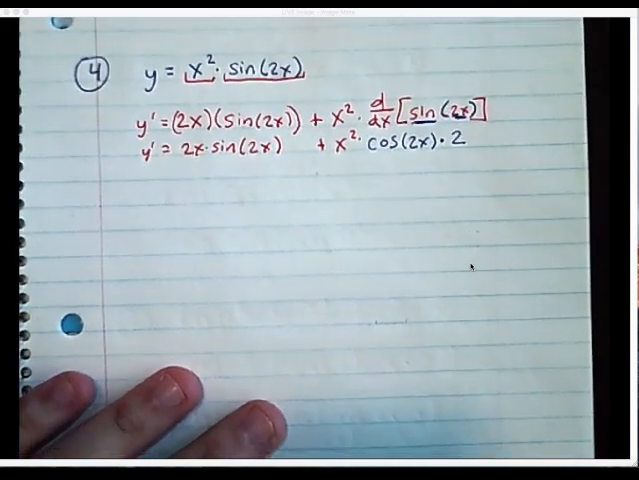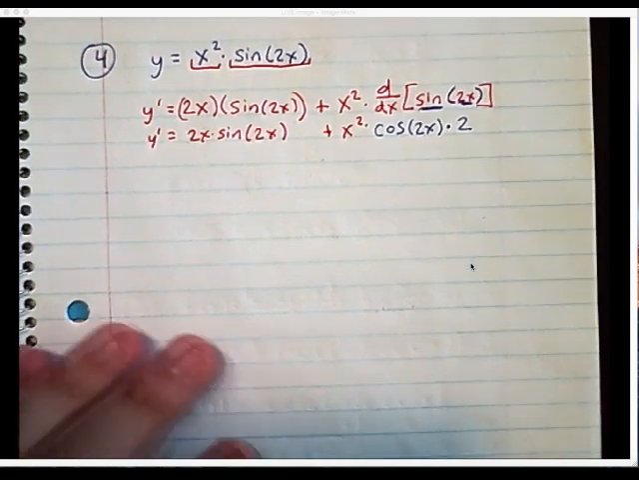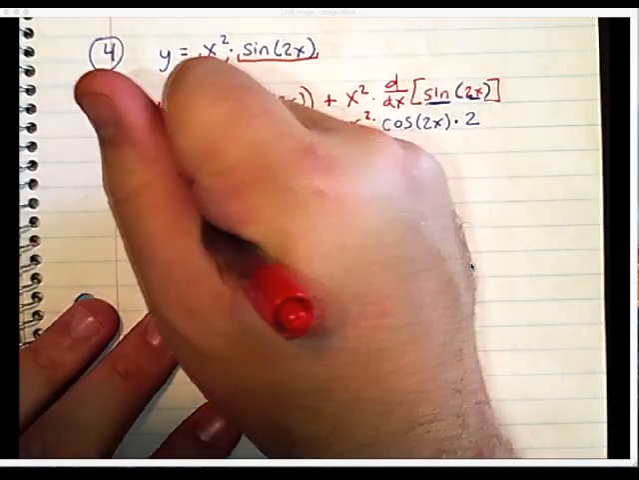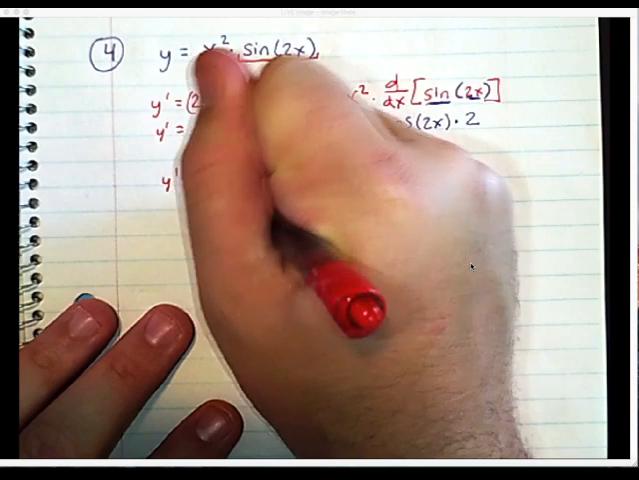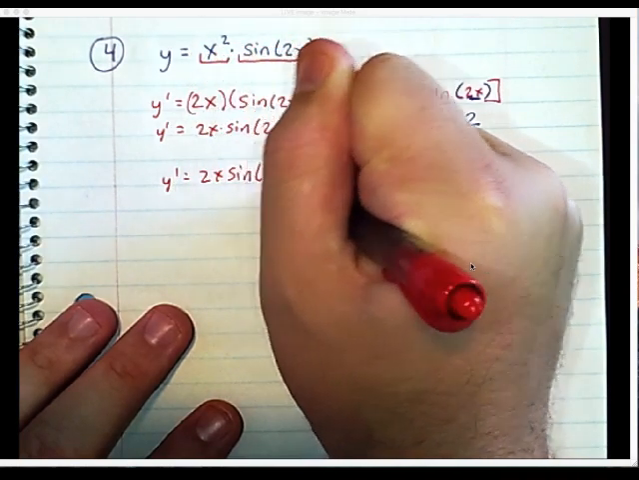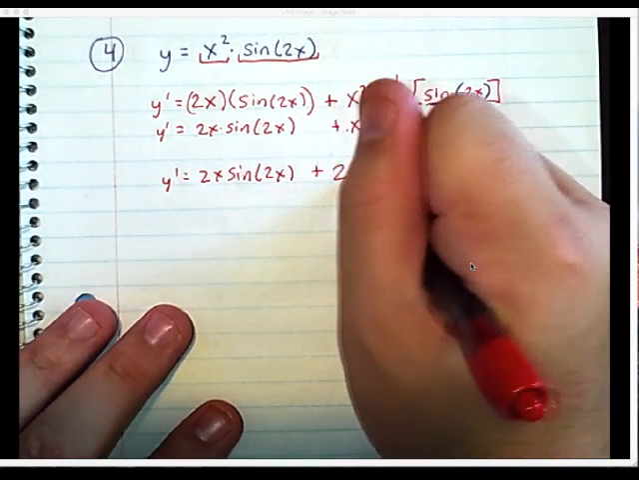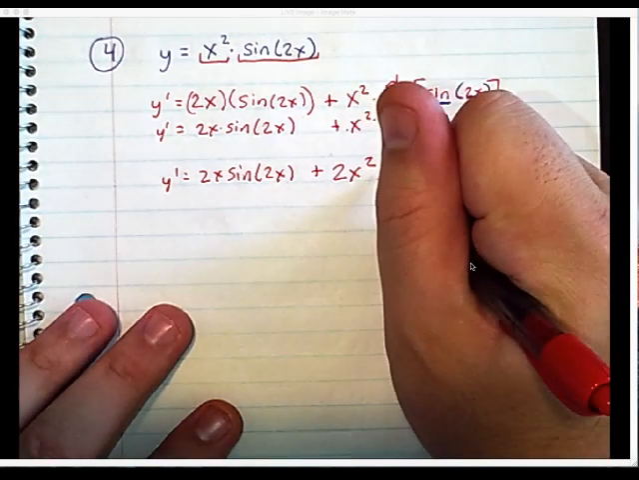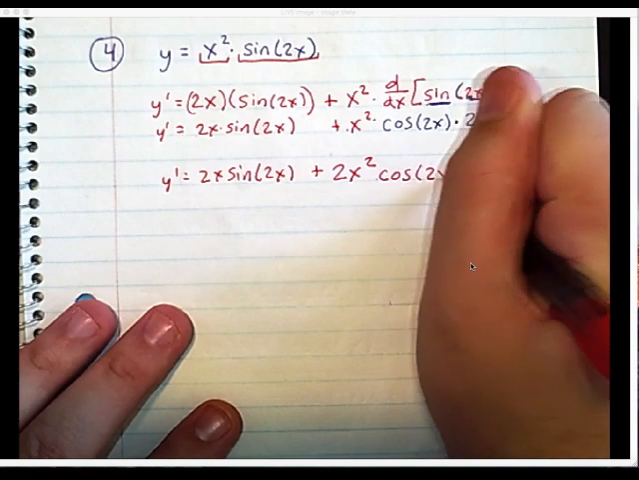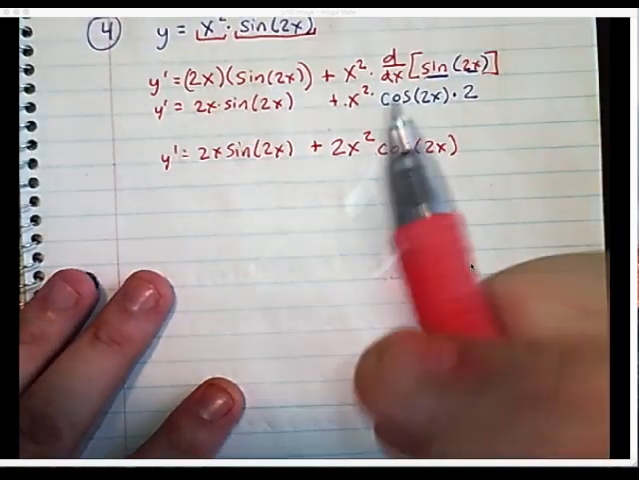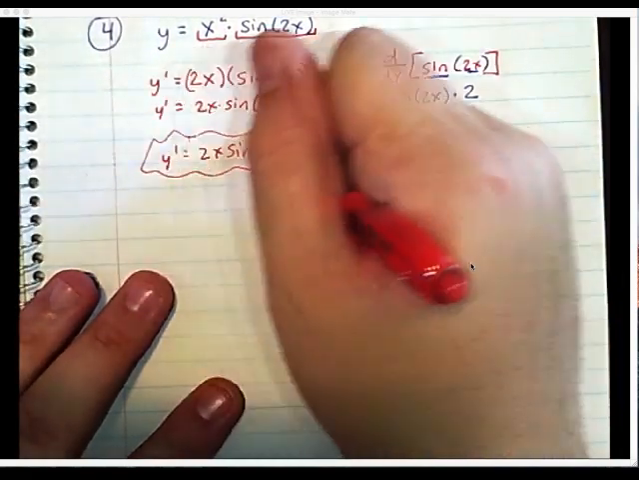All right. So putting all that together, we have 2x sine of 2x plus, I can move this 2 in front because it's all being multiplied, 2x squared cosine of 2x. So this might be an answer choice.